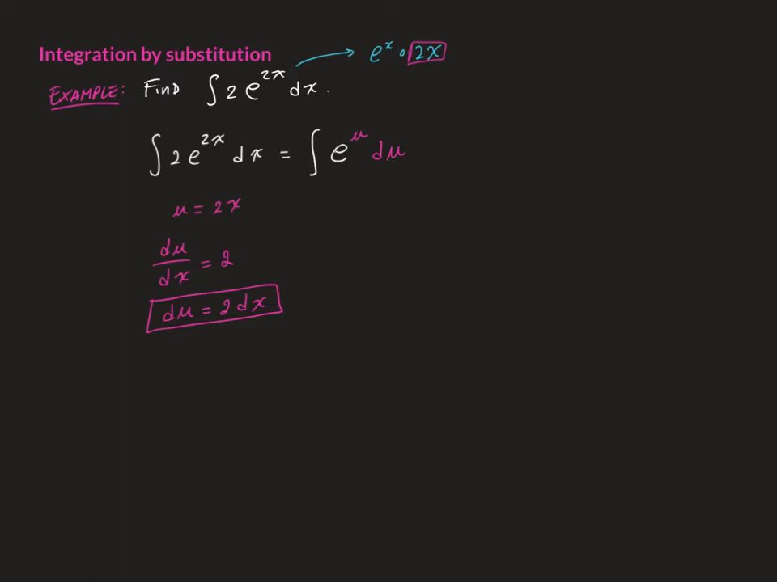Now the integral of e to the power of u with respect to u is going to be e to the power of u plus a constant of integration c. Then the original function was in terms of x. So at this point, I should go back and write my final answer also in terms of x. So that's going to be e to the power of, substituting back the u, 2x plus c.